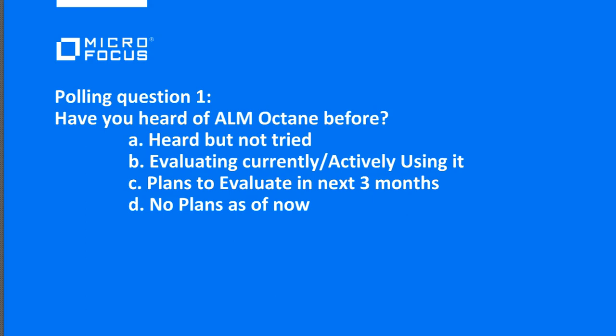Answer A, heard but not tried. We've got 12 people that voted for that. B, evaluating currently or actively using it, 14 people. Okay, that's great. Plans to evaluate in the next 3 months, 15 people. No plans as of now, 6 people. We hope to change those 6 people into plans to evaluate in the next 3 months, hopefully. So those are the numbers that we have, 12, 14, 15, and 6, Vandan. So back to you.